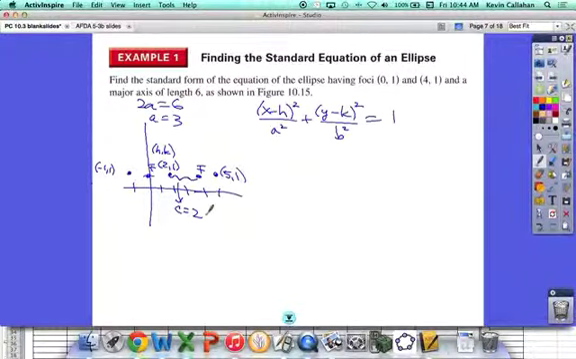So we know the A and we know the C, we can find the B. So if A squared equals B squared plus C squared, then 3 squared is 9. 9 equals B squared plus 2 squared, which is 4. So B squared equals 5.